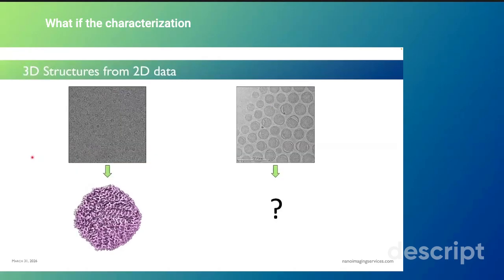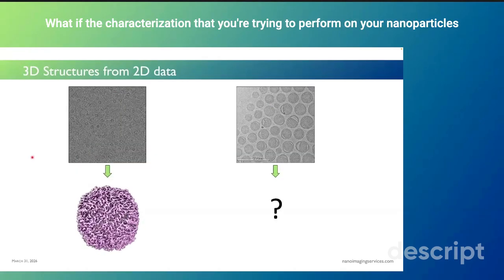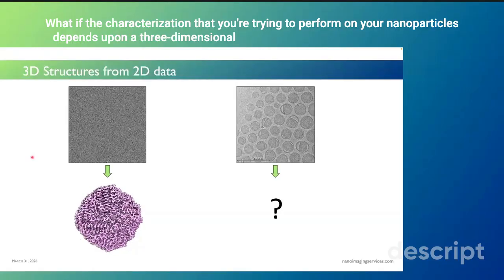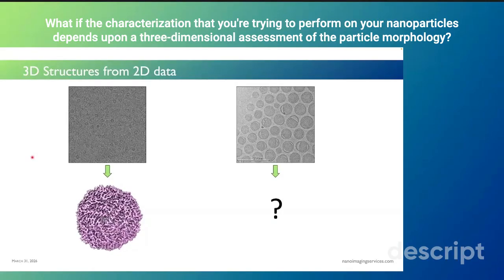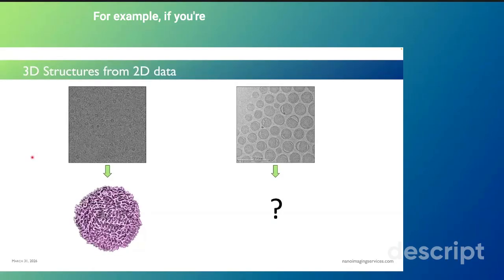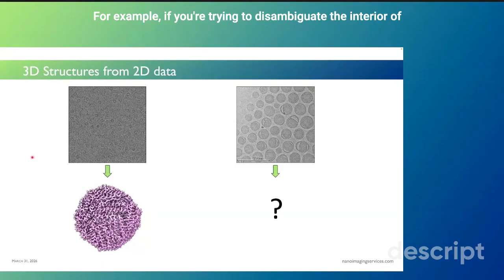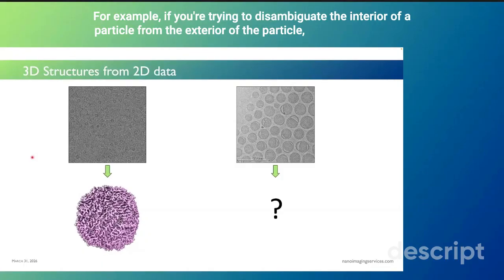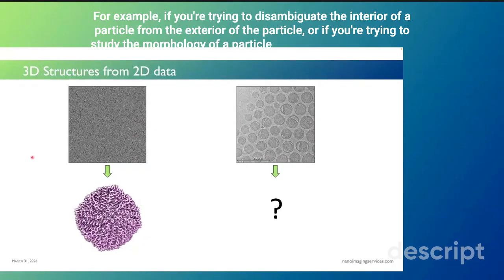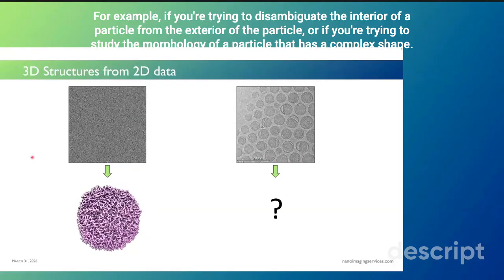But what if the characterization that you're trying to perform on your nanoparticles depends upon a three-dimensional assessment of the particle morphology? For example, if you're trying to disambiguate the interior of a particle from the exterior of the particle, or if you're trying to study the morphology of a particle that has a complex shape.